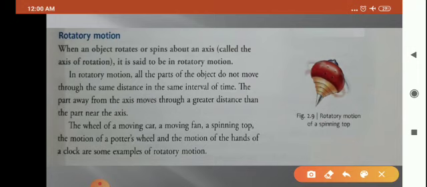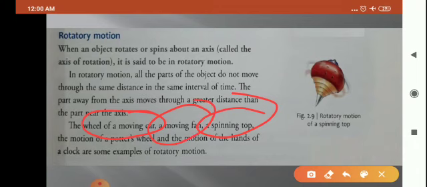And a few more examples are given, like the wheel of a moving car. It is also covering a rotatory motion. It is rotating about its axis, like a spinning top, moving fan, etc. Okay.